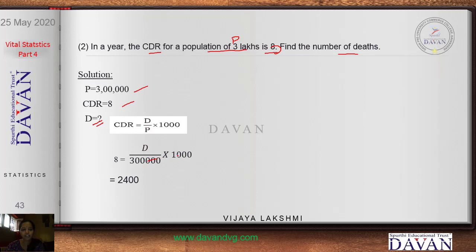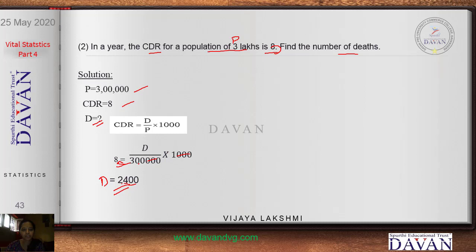3 zeros here and 3 zeros here get cancelled, and 8 and 3 get multiplied, that is 24, and these two zeros you can put here, that is 300 into 8 is 2400. This is the value of D. Okay, so this is the deaths occurring.